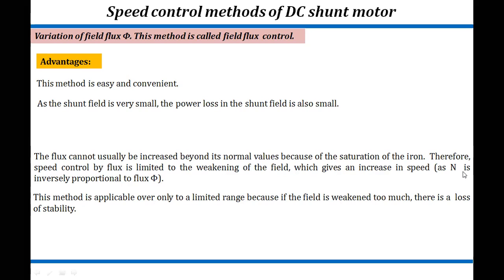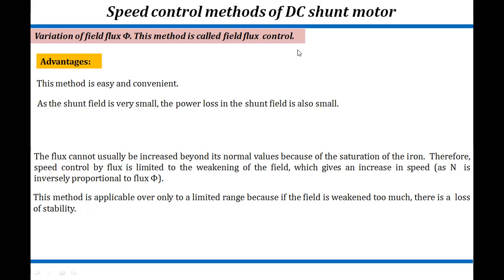which will give us an increase in speed. So we know speed is inversely proportional to the flux, and as we are decreasing the flux, we will get a higher amount of speed of the DC motor. So this method is applicable only over a limited range, because if the field is weakened too much, we cannot decrease the flux. So this is the disadvantage of this method.